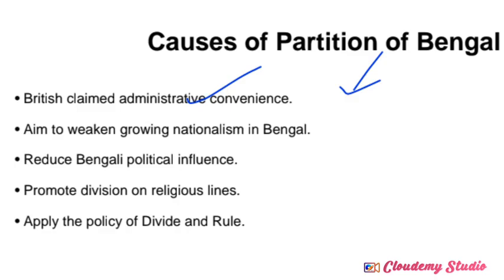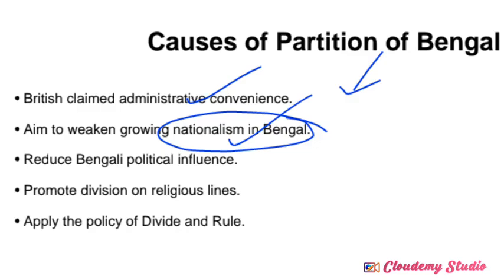The aim was to weaken the growth of nationalism. I already told you in the previous slide that, due to the efforts of the early nationalists, the concept of nationalism had started to grow very fast at that time, spreading vastly. When the Britishers observed the growth of nationalism, they tried to weaken it among the national leaders and the common people of India. They didn't allow nationalism to grow vastly in the Bengal region, or in other regions of India.